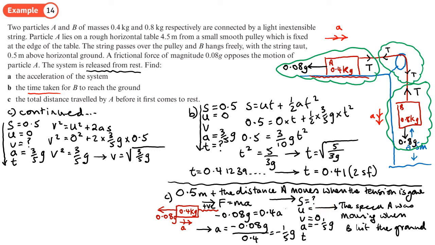So maybe what I'll do is write out my SUVAT again here. s was what we were trying to find. u, the speed that A was moving when B hit the ground, is the square root of 3 fifths g, which we've just worked out. v, when it comes to rest, is 0, and a is minus 1 fifth g. So it's v squared equals u squared plus 2as again.